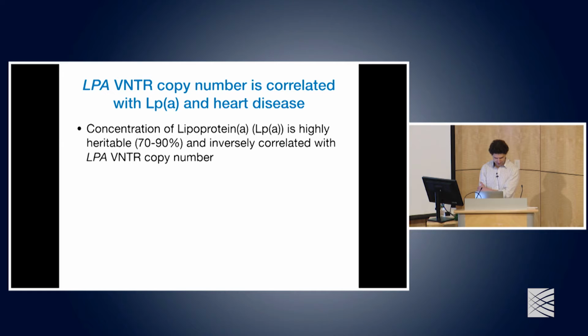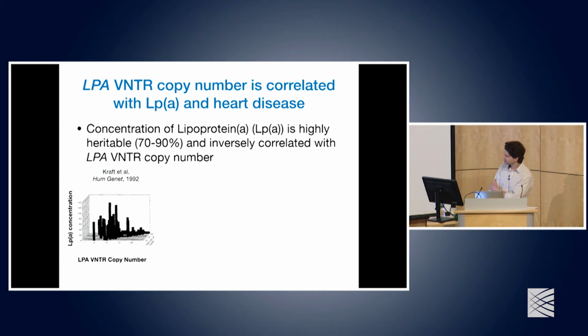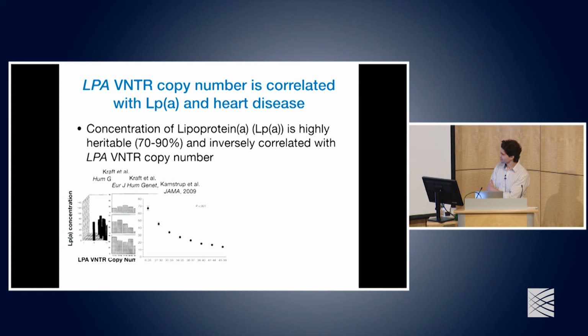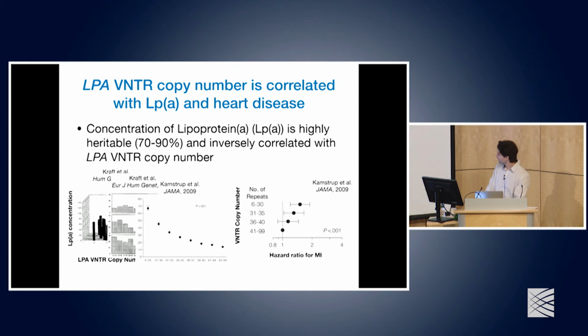So here's just a sampling of the literature. Here's a plot of the LPA VNTR copy number against LPA concentration. And this has been documented extensively in the literature. Whenever the copy number goes up, the protein concentration goes down. In addition, the copy numbers have been linked to cardiovascular disease. Here's a plot showing an increased risk of heart disease for people with small VNTR copy numbers. And this is just a small sampling of the literature. Many people are studying this particular gene and this particular VNTR.